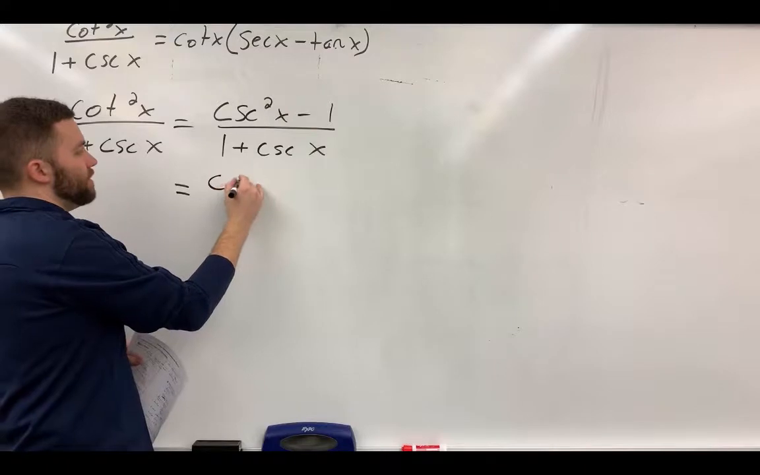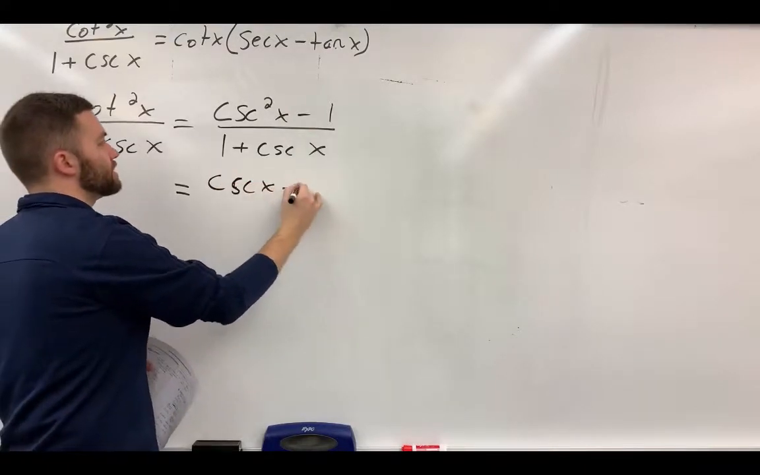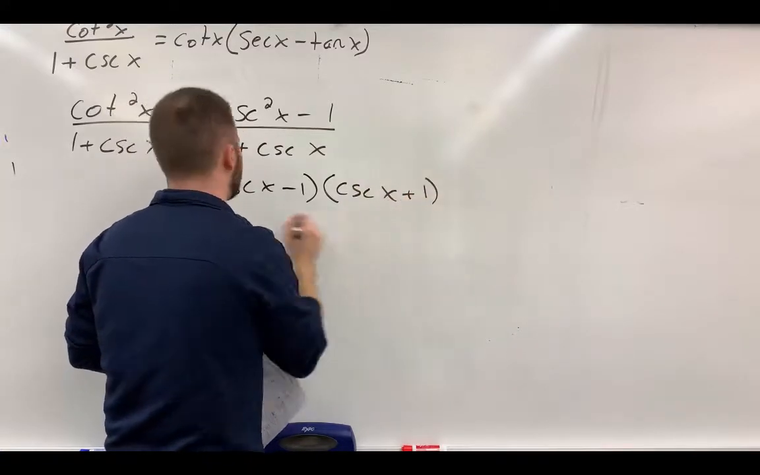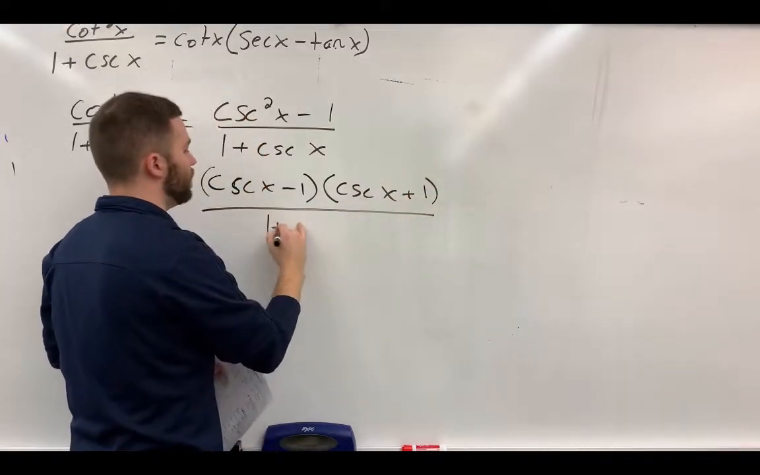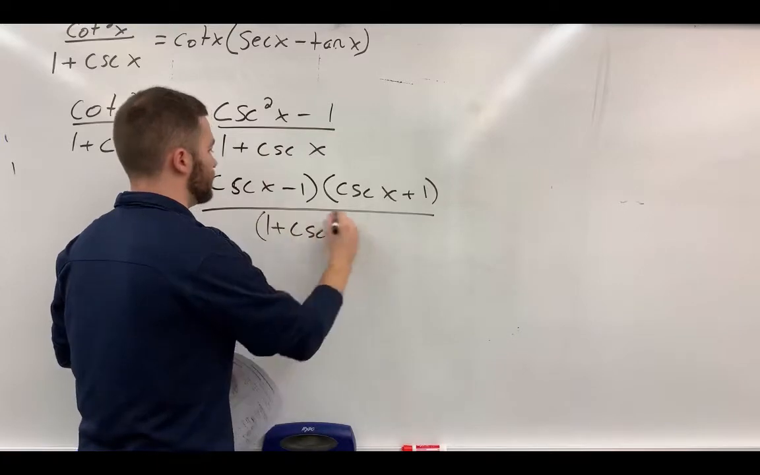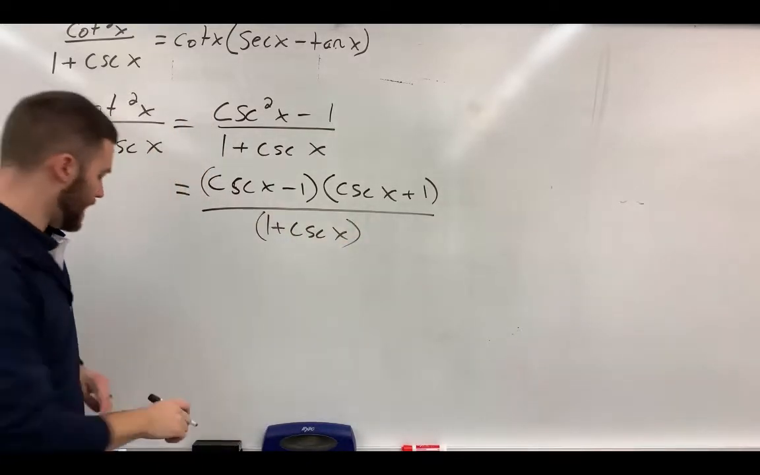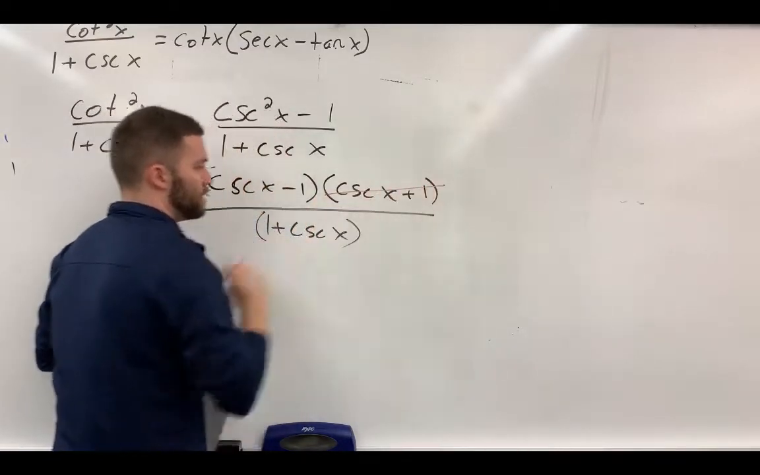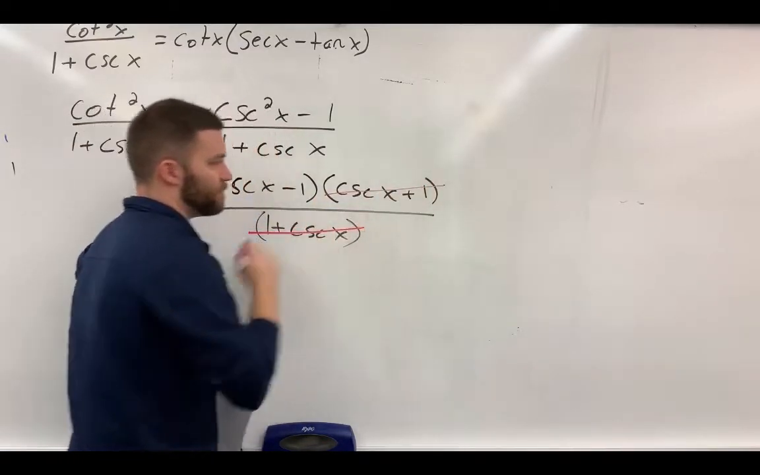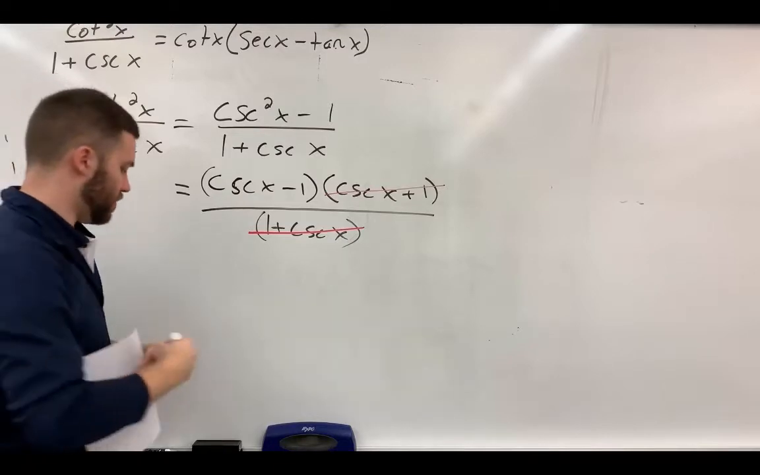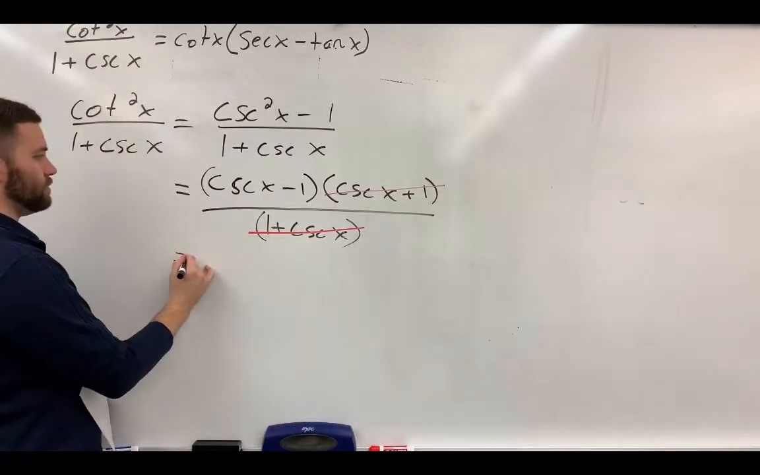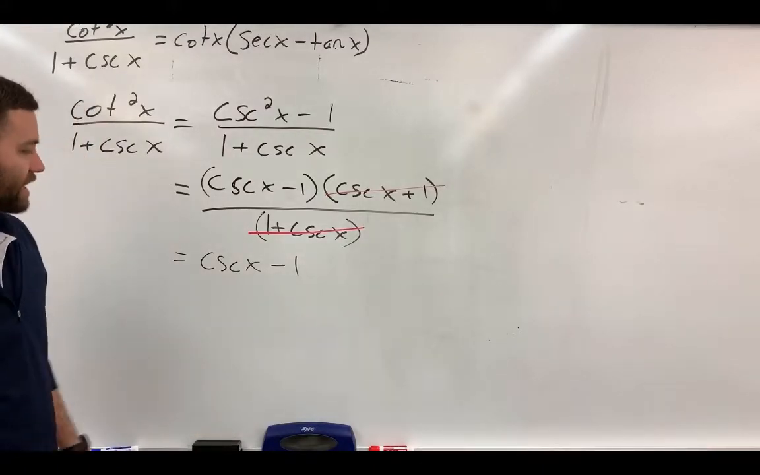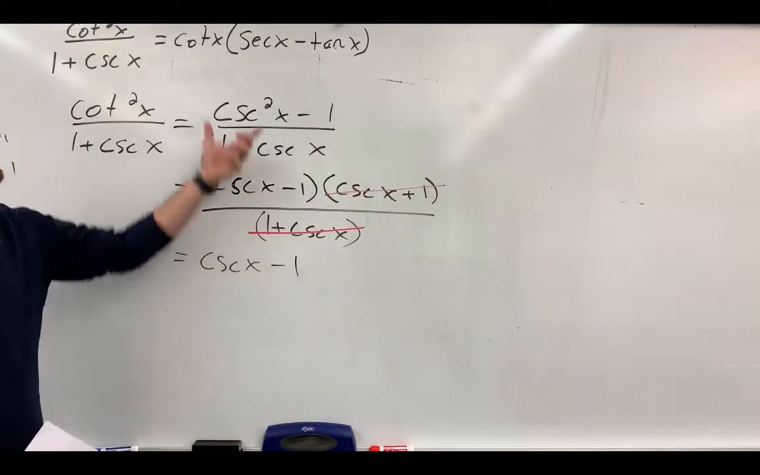So then on top I have cosecant of x minus 1 times cosecant of x plus 1 divided by 1 plus cosecant of x right here. And so what you might notice is that I have a cosecant x plus 1 on top and a cosecant x plus 1 on the bottom. Those simplify to 1. And so what I end up with is cosecant of x minus 1.